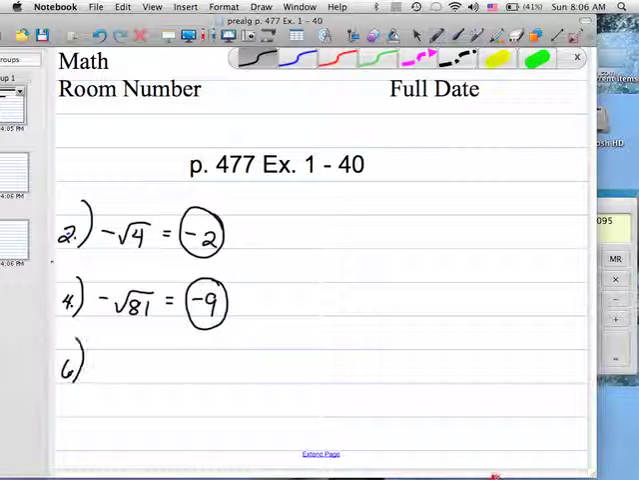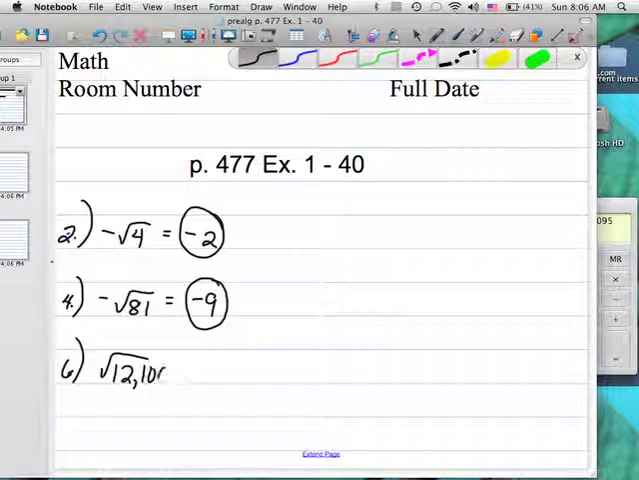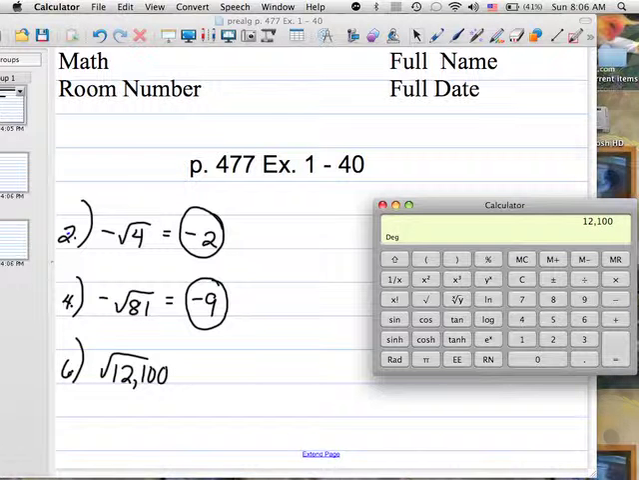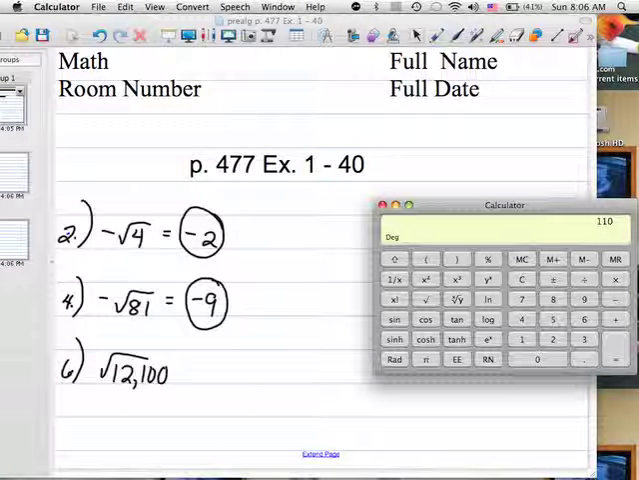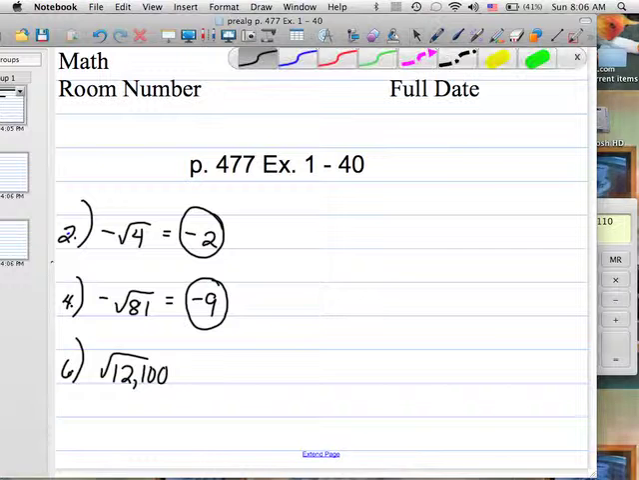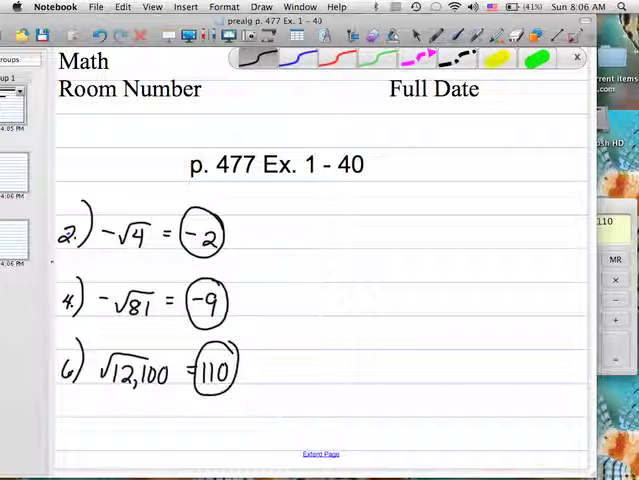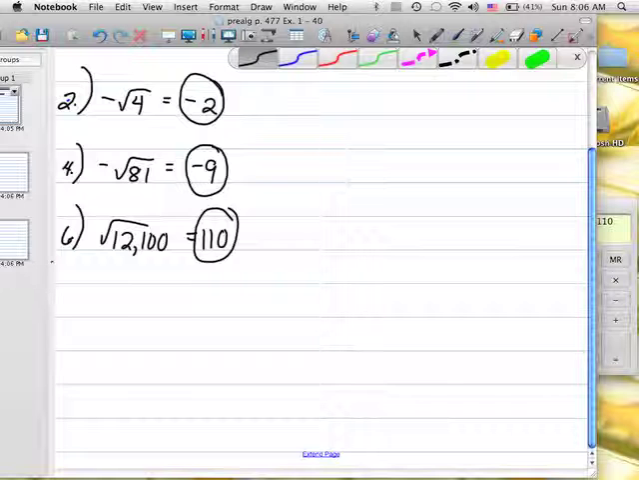Number 6, the square root of 12,100. You can use your calculator on that. So you take 12100, press the square root key, and it's 110. So 110 times 110 makes 12,100.